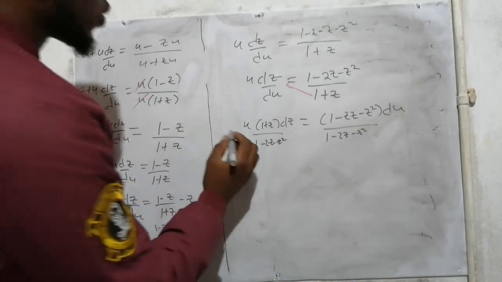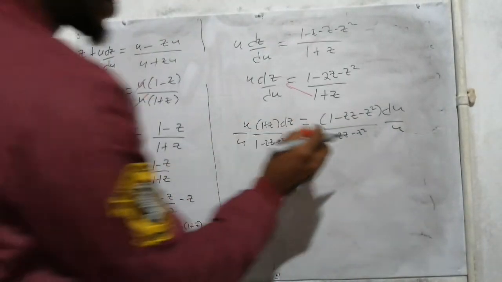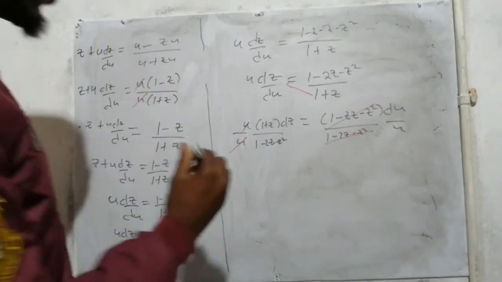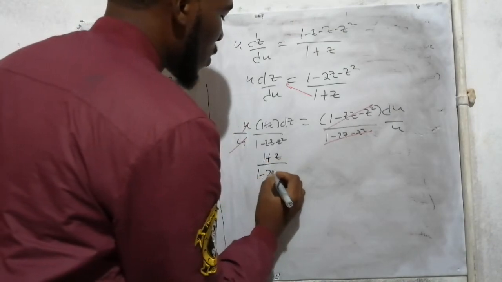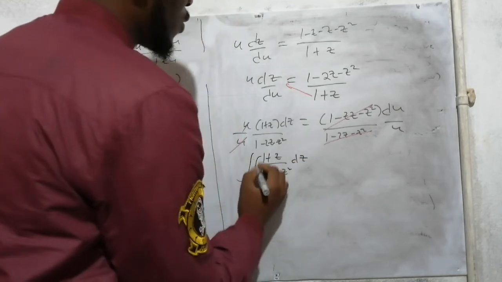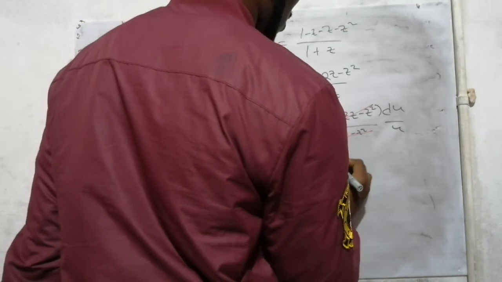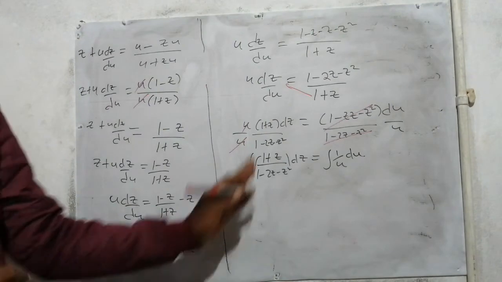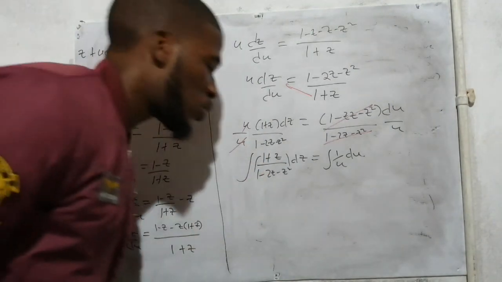After that you can also divide by u on both sides. So we have 1 plus z over 1 minus 2z minus z squared dz equals du over u. Don't be confused by these funny variables. Nothing has changed, guys. We're still trying to integrate. So to integrate this, we need the substitution method.